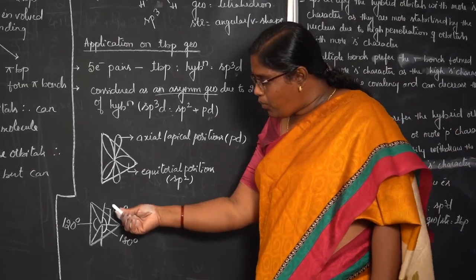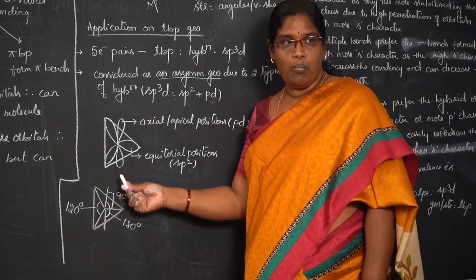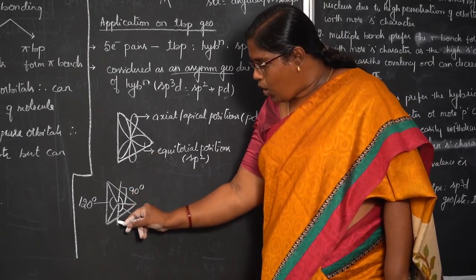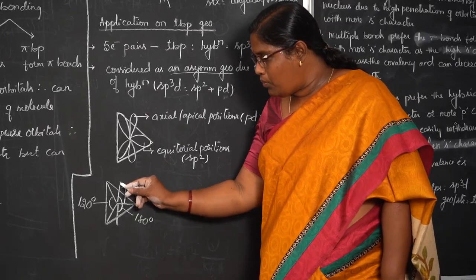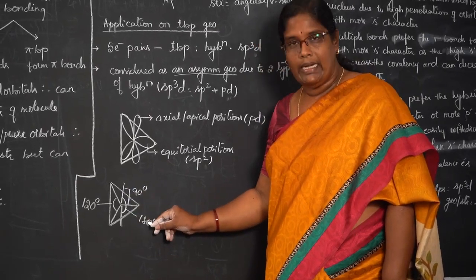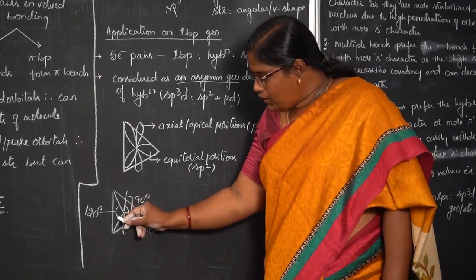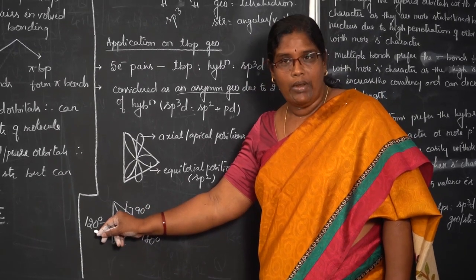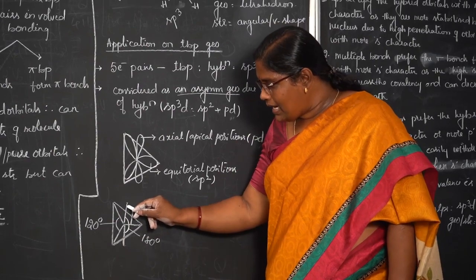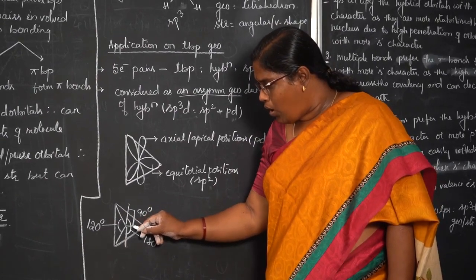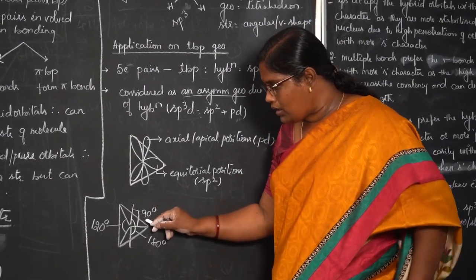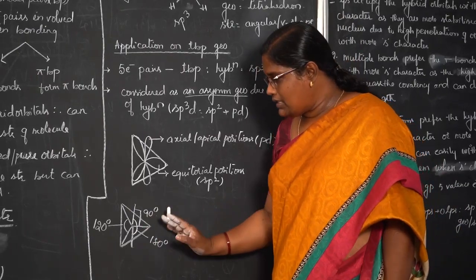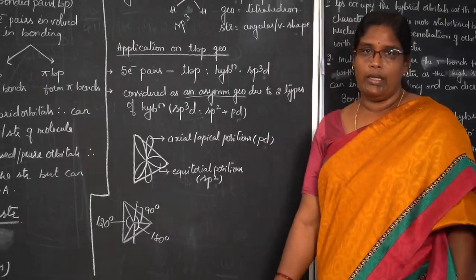And when we see the bond angles in the molecule: between the two apical bonds, the bond angle is 180 degrees. Between two equatorial bonds, the bond angle is 120 degrees. And between an apical bond and an equatorial bond, the bond angle is 90 degrees. So these are the bond angles in the molecule.